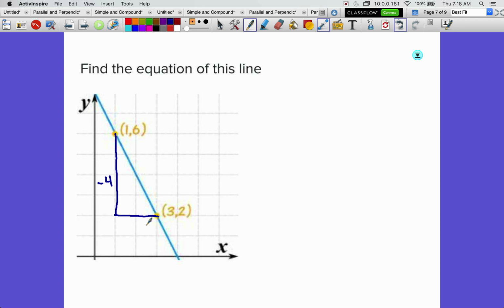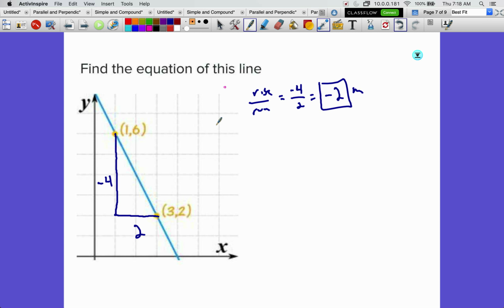All right, and then I'm going to go over 2. All right, then that's our rise and that's our run. So rise over run becomes negative 4 over 2, which can be simplified to just a negative 2. We just complete the division there. So that's our m value.